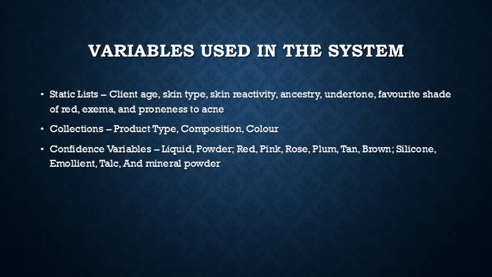There are a lot of variables used in the system. There's a lot more that goes into selecting a blush than most people imagine. There are static lists that I use, which include client age, skin type, reactivity, ancestry, undertone, favorite shade of red, eczema, and proneness to acne. Confidence variables include liquid and powder, red, pink, rose, plum, tan, and brown, silicone, emollient, talc, and mineral powder. These confidence variables are used to build the collections at the end, which are product type, composition, and color.